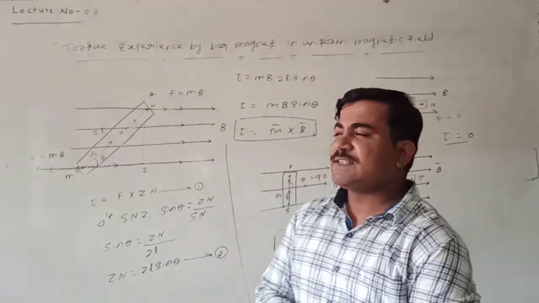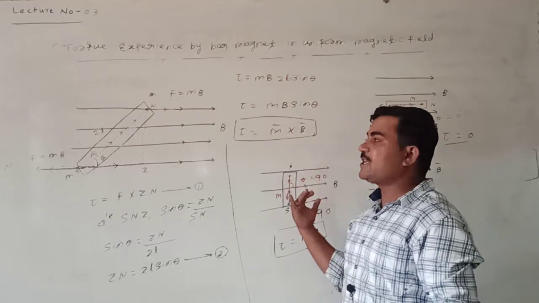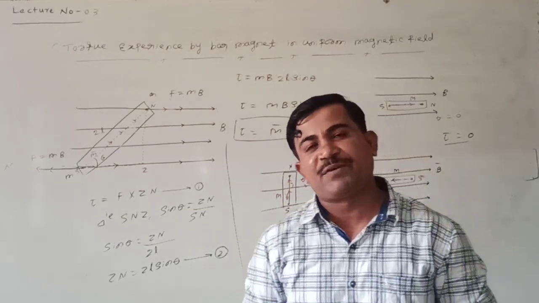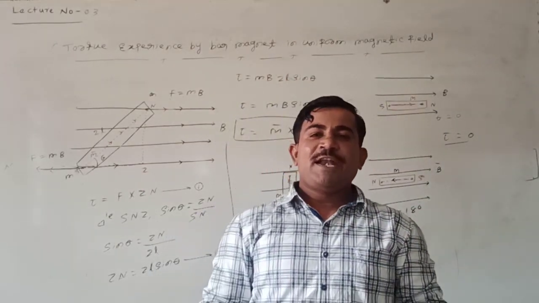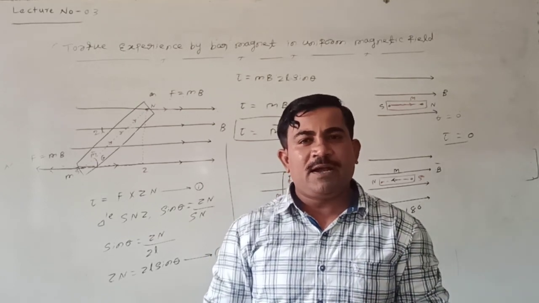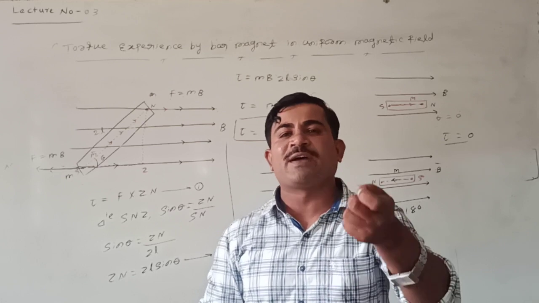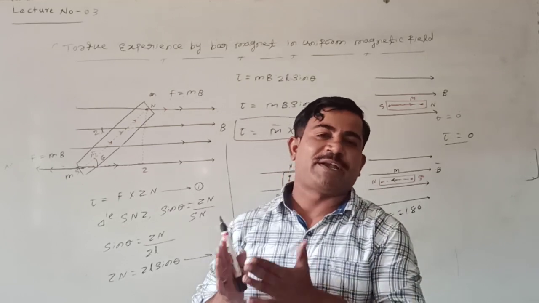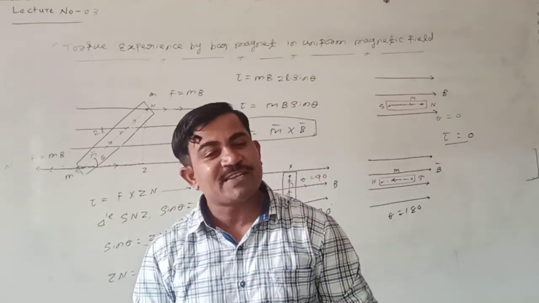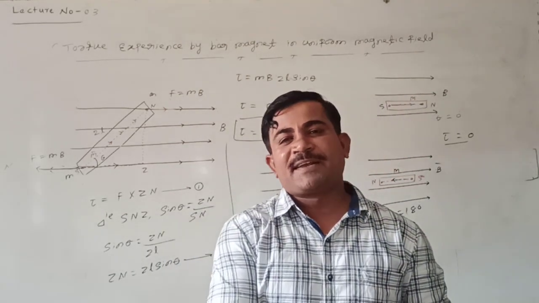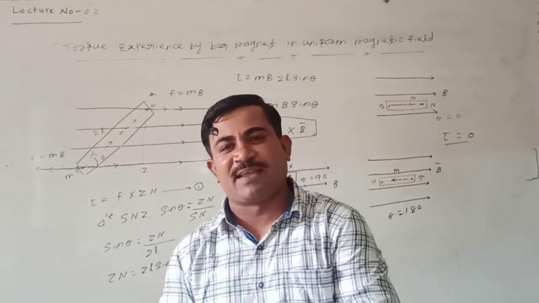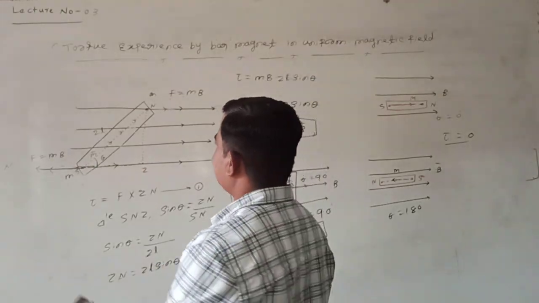So this is how torque is experienced by a bar magnet in a uniform magnetic field. Now instead of a bar magnet, we will take a magnetic needle placed in a uniform magnetic field. There, how it happens, that case we will see. Our next concept is the magnetic needle in a uniform magnetic field. See here.